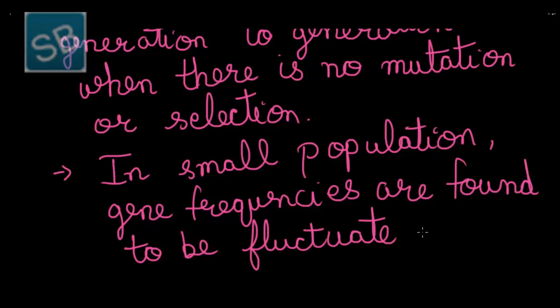So, in order to explain such gene frequency within small populations, the concept of genetic drift was approached by the scientists. And therefore, in small populations, this genetic drift plays an important role and is significant in nature rather than in large populations.